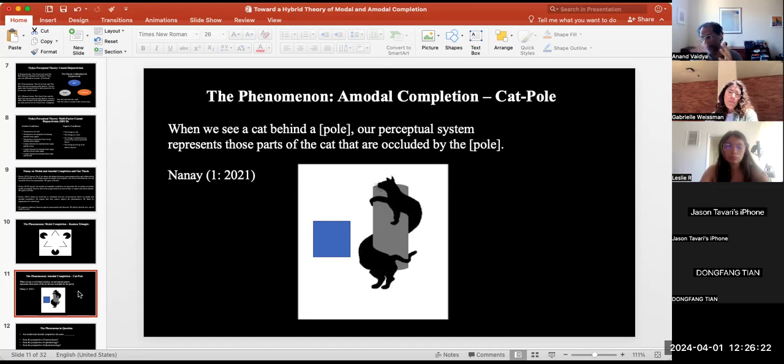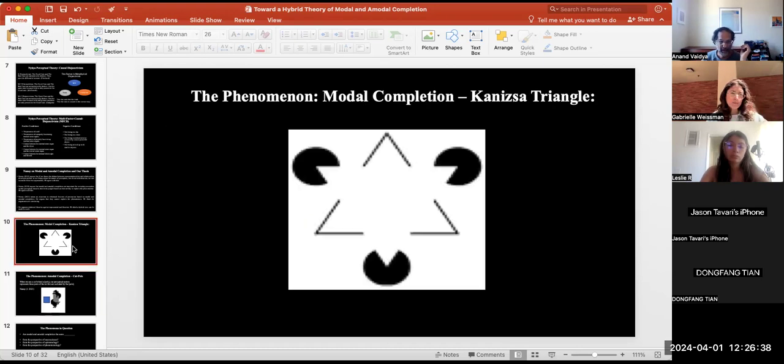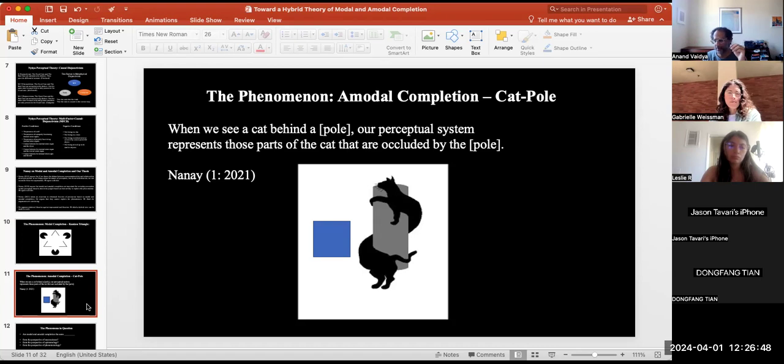Of course, it's occluded by the pole, which the cat is wrapped around, but your perceptual system, I'm not going to use the word represents because Bensei uses that, the perceptual system presents, I'll use that one, a unified cat, okay? And so the claim is, in modal completion, missing things are put together, and in amodal completion, again, missing things are put together so that a unified thing is presented.